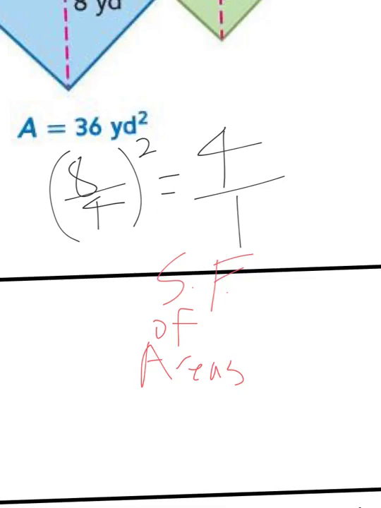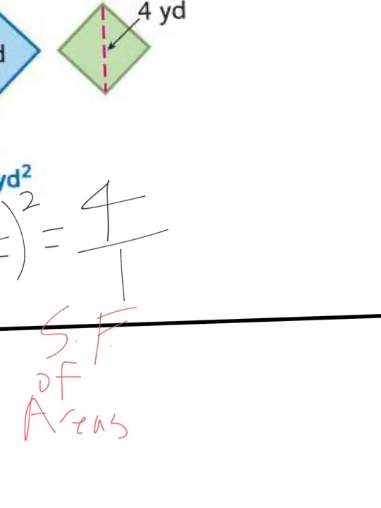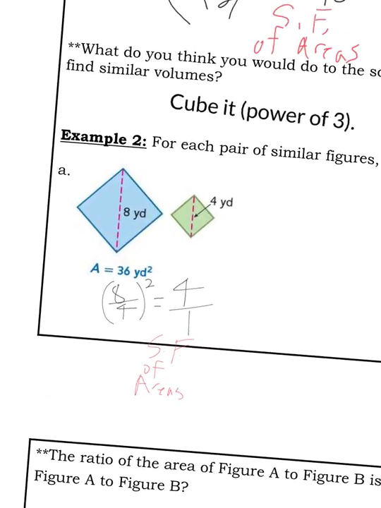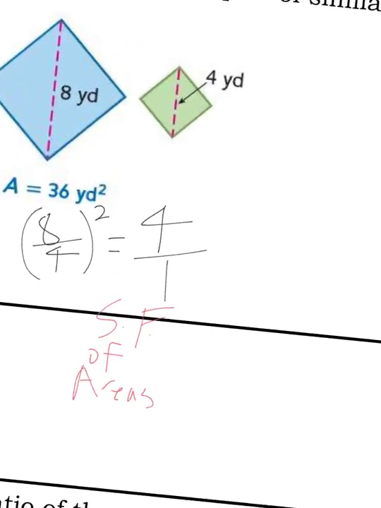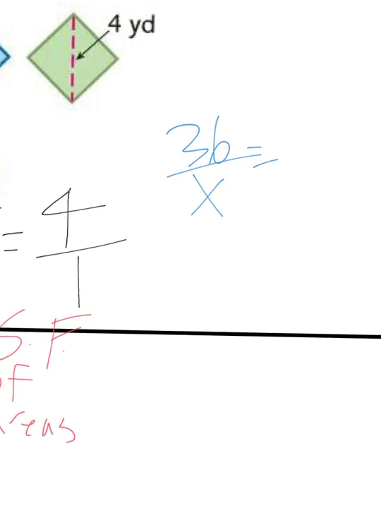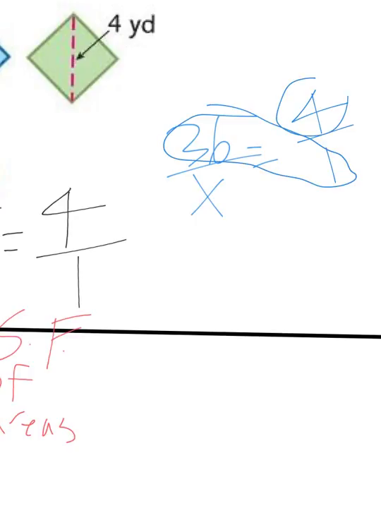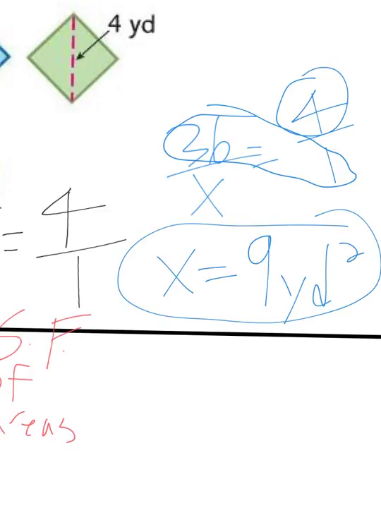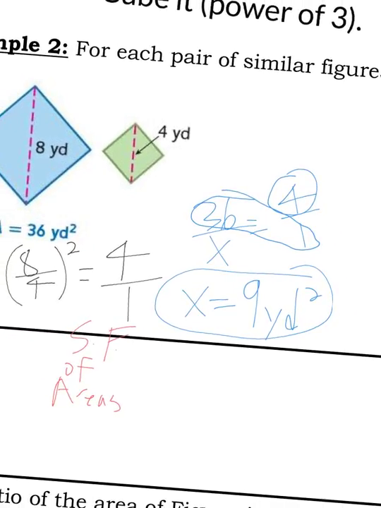Okay? And then the next step would be to make a proportion. So I'm given the area of the blue one, 36. So I'm going to say 36 over, I don't know the other one, X, equals the same proportion as 4 over 1. So cross multiply 36 times 1, which is 36, divided by 4, which is 9. So X equals 9 yards squared. That's the area of my smaller green square right there.